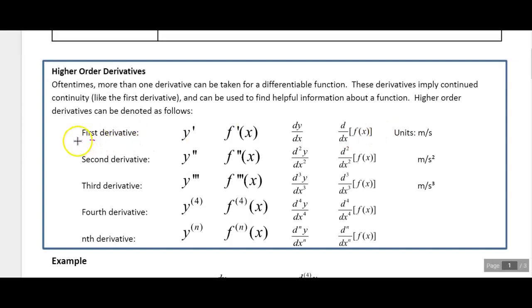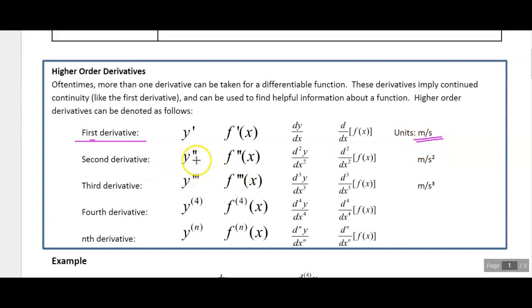If you look at the first derivative, we can use y prime, f prime of x, dy over dx, put the d's on the outside of your function, and if you're doing an application, it's going to be meters per second for the first derivative, okay?